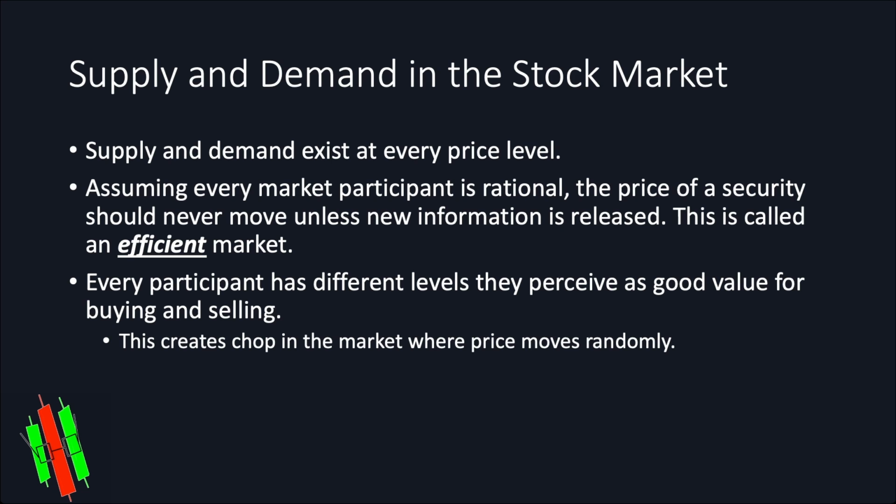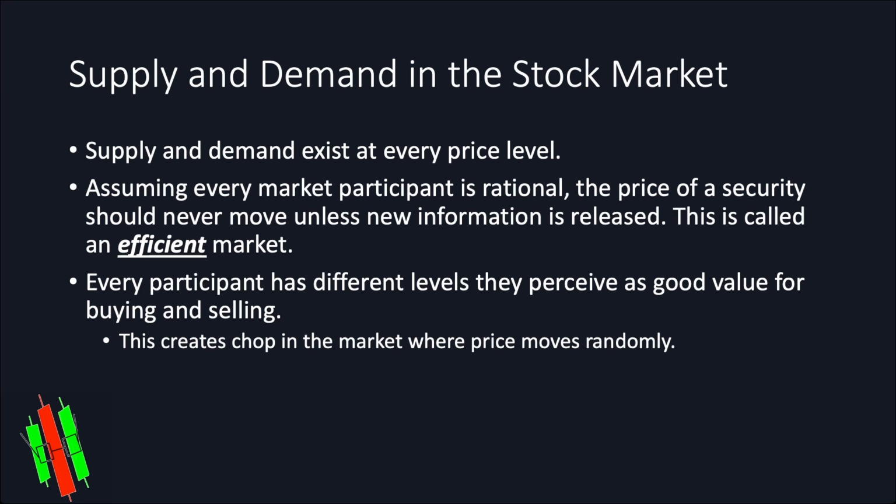However, if you've ever looked at an intraday price chart for any security, you know this is not the case, because every participant has a different level they perceive as good for buying or selling. For example, Bob might think $1 is good for buying ice cream and $1.25 is good for selling ice cream, while Sally thinks that 90 cents is good for buying ice cream and $1 is good for selling ice cream.